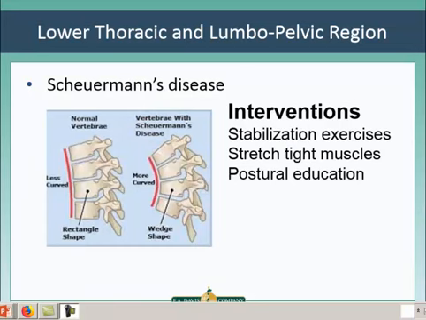And next we have Scheuermann's disease. This is a disease where you have weakened vertebral end plates. Often the nucleus moves either superiorly or inferiorly due to these weakened end plates. This causes a breakdown in the weight-bearing ability of the anterior pillar of the vertebrae.